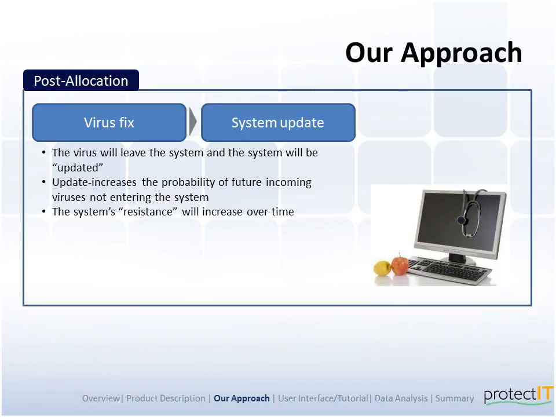During post-allocation, the system is updated by increasing the resistance of the system. This is done by increasing the probability that viruses are fixed immediately upon arrival. This probability increase follows a logarithmic function, and so it has a decreasing marginal increase.